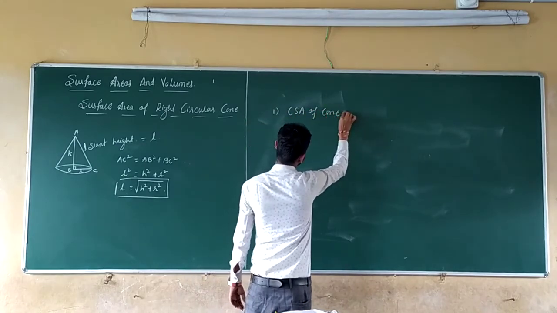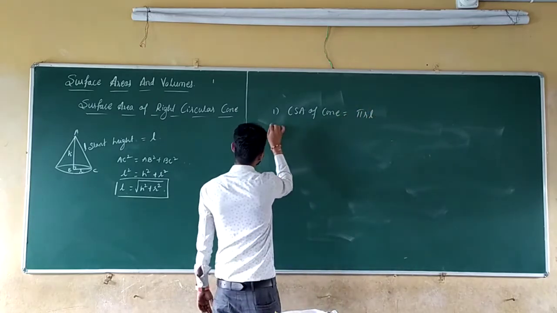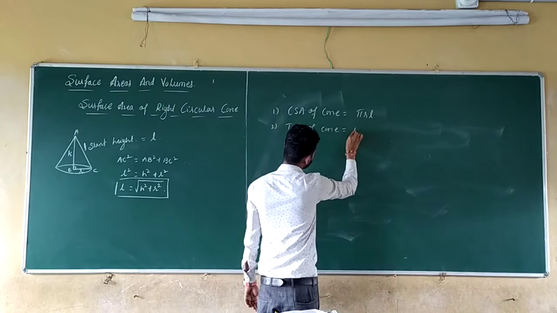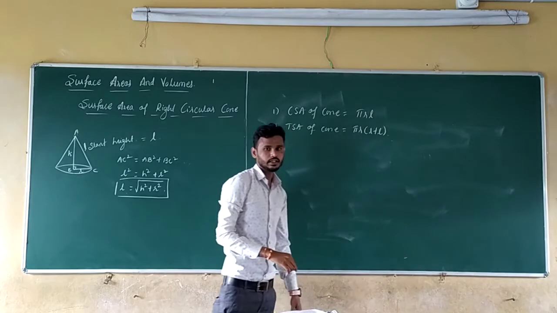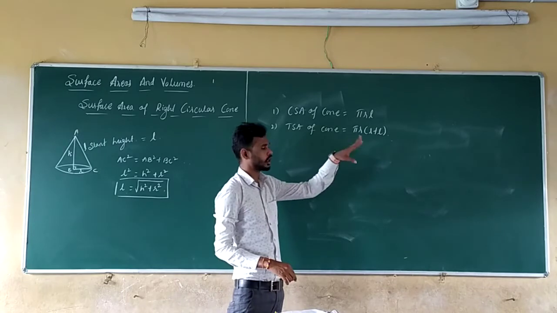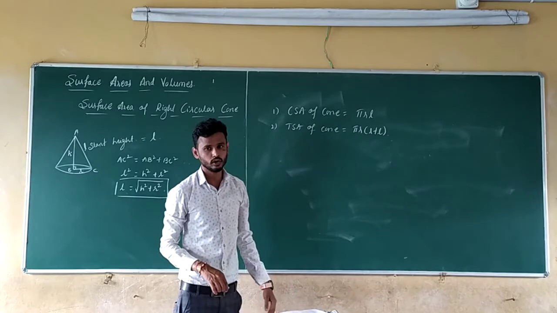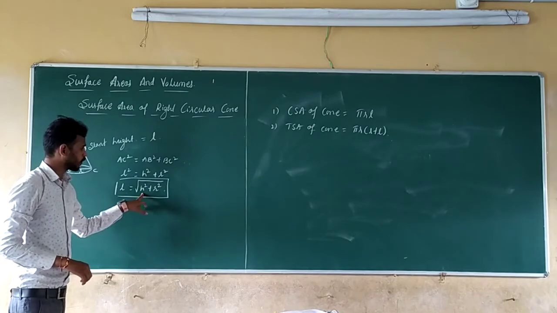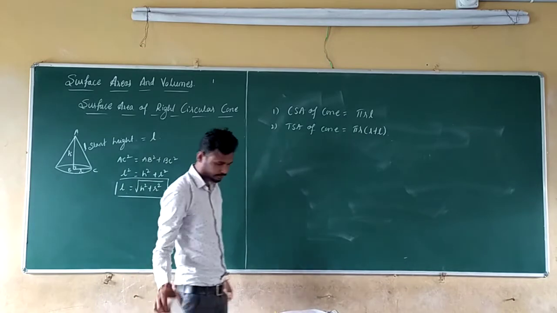CSA of a cone, the formula is pi r L, and the second one is TSA of a cone, which is equal to pi r into bracket r plus L, or L plus r. You can write either, because addition is commutative. So these two are the formulas of CSA and TSA of a cone. And slant height, what is the formula? L equals root of h square plus r square. Okay, we'll see some examples now.